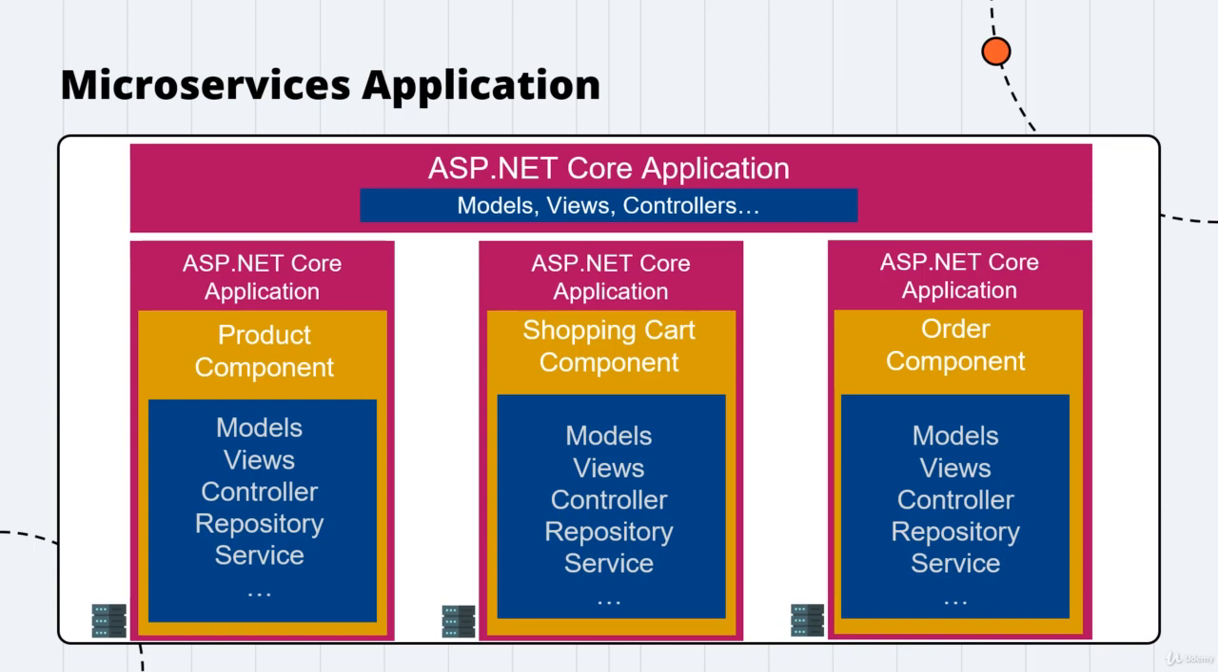Let's say only the order component is growing drastically. In that case, it is easier to scale just the order database and not touch any of the other databases. So that gives you a brief overview of how the architecture is different from monolithic application as compared to a microservice architecture.